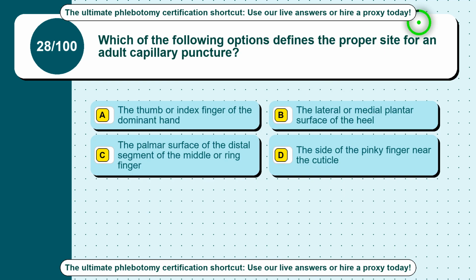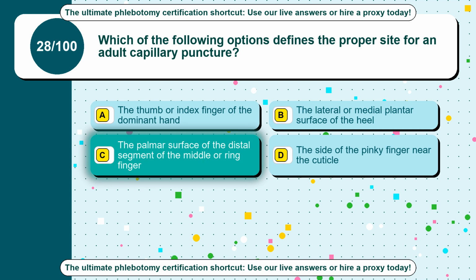Question 28. Which of the following options defines the proper site for an adult capillary puncture? Option A, the thumb or index finger of the dominant hand. Option B, the lateral or medial plantar surface of the heel. Option C, the palmar surface of the distal segment of the middle or ring finger. Option D, the side of the pinky finger near the cuticle. The correct answer is option C, the palmar surface of the distal segment of the middle or ring finger.